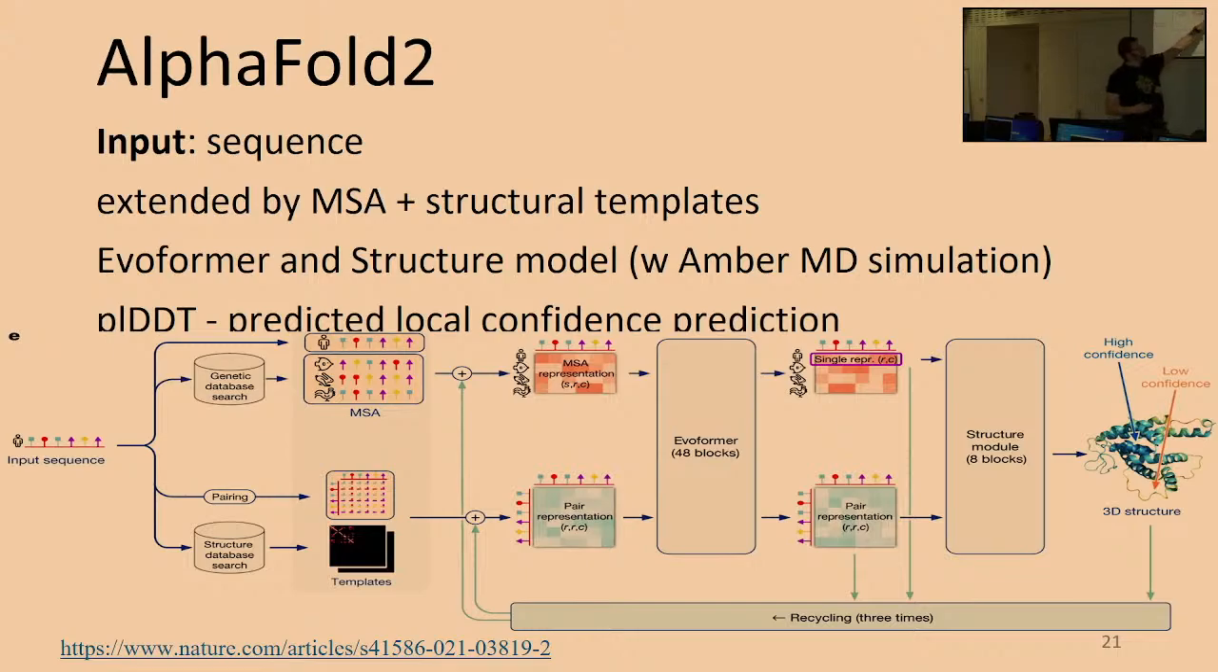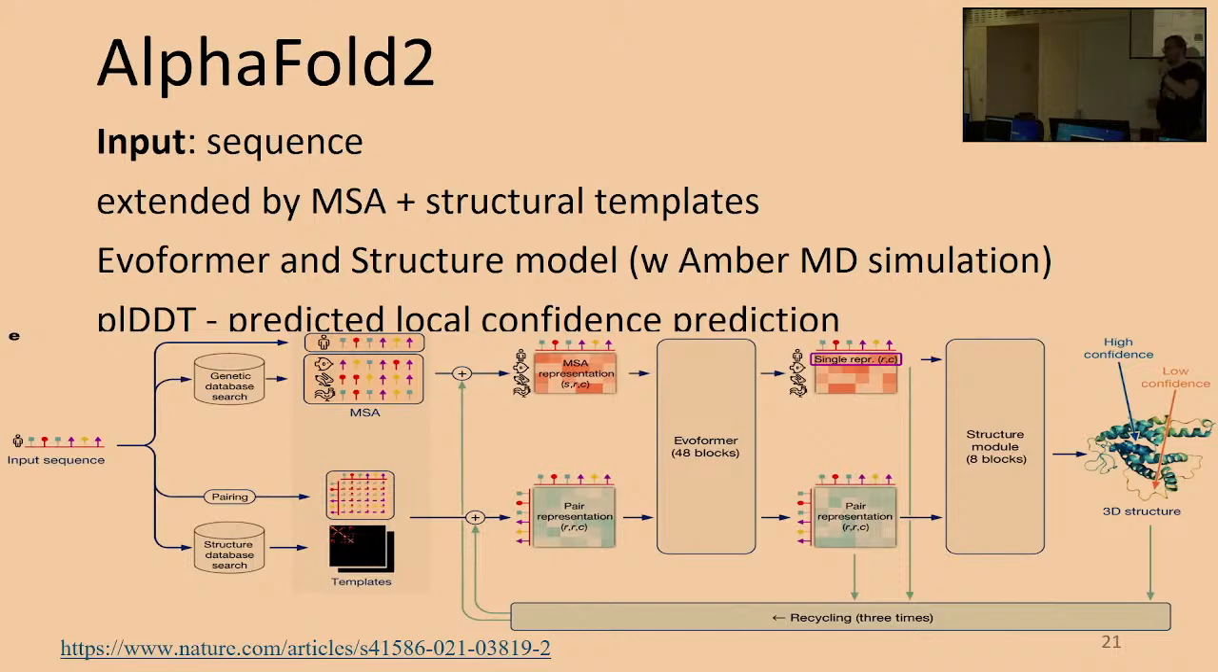Then it mixes them together in the module called EvoFormer, where basically it tries to find out what is the best combination between this multiple sequence alignment and the pairing to generate one single representation for the sequence and a tuned pair representation that basically says what should be the distances between individual amino acids. And then the structure module basically uses this information in order to generate the structure and tune it.